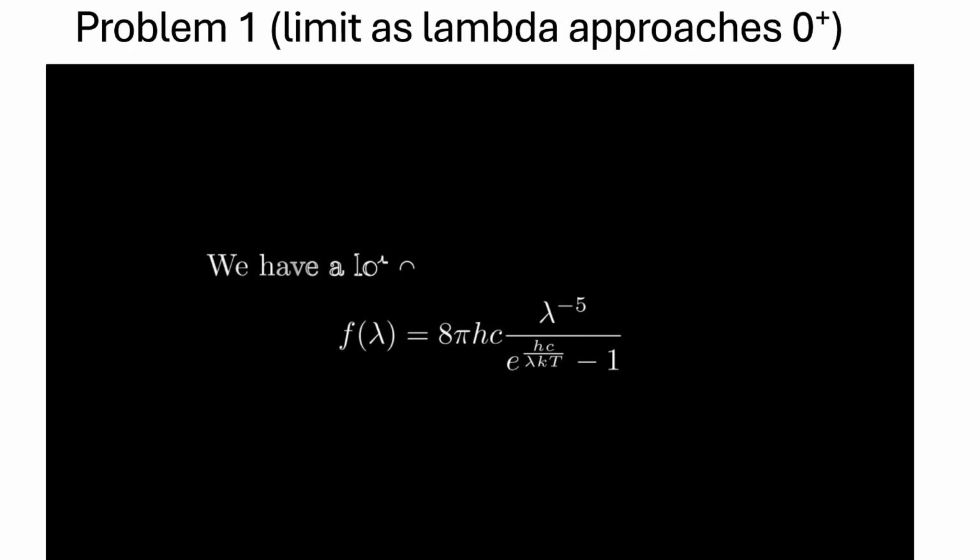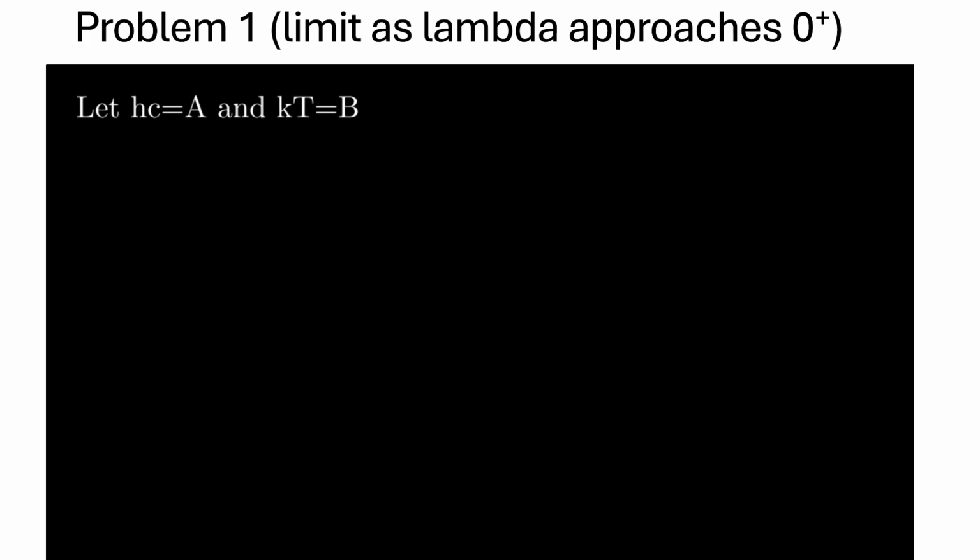Radiation from the stars. Here we have f of lambda, which is a function of lambda, the wavelength. And here shown is Planck's model for blackbody radiation. We have a lot of annoying constants here, so let's express them as one letter. Let hc equal a and kt equal b. This will be helpful later on.